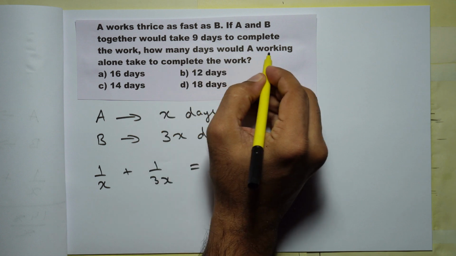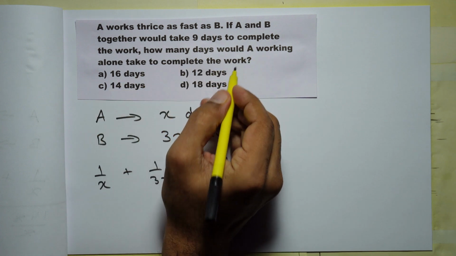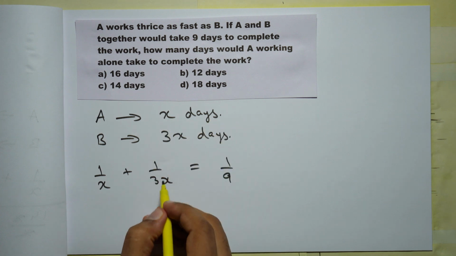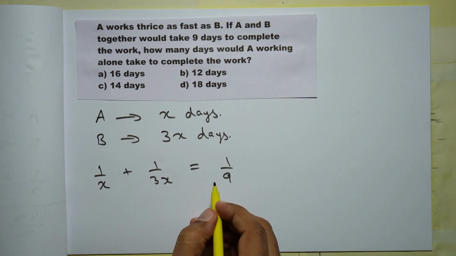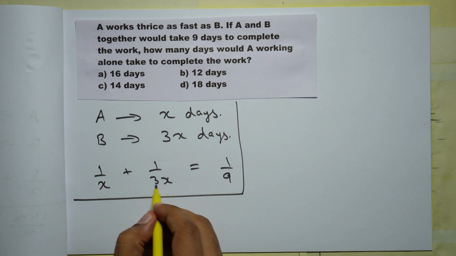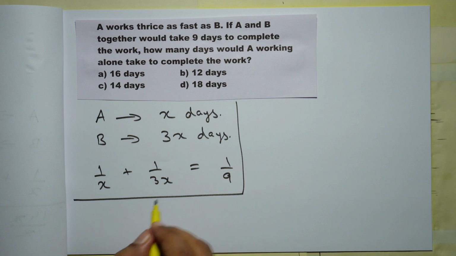How many days would A working alone take to complete the work? We have assumed that A can complete the work in X days, so the value of X is what we need to find out. From this equation we can find the value of X. Now LCM of 3x and 9 is 9x.